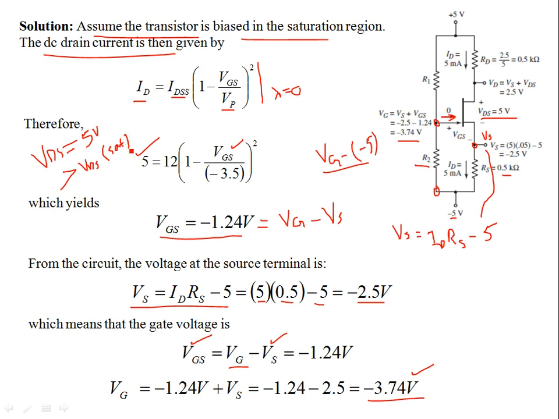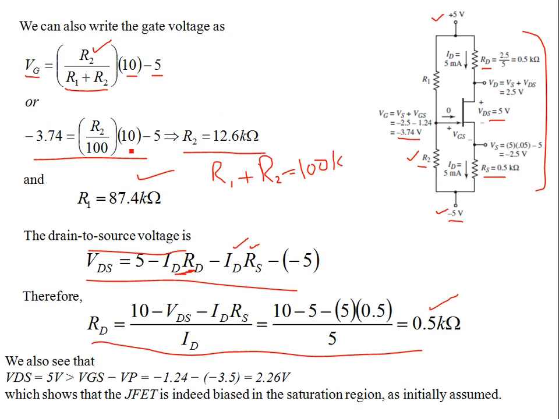And what is VDS sat? You know what the pinch-off voltage is and what the gate source voltage is. So just take the overdrive voltage, VGS minus VP, which is minus 1.24 minus minus 3.5, which is 2.26, which is still less than 5 volts. So 5 volts is greater than VGS minus VP. It's just like the MOSFET, where we were considering VGS minus V threshold. So for an N-channel JFET device, VDS of 5 volts is greater than 2.26 volts, which shows that the JFET is indeed biased in the saturation region, as initially assumed.